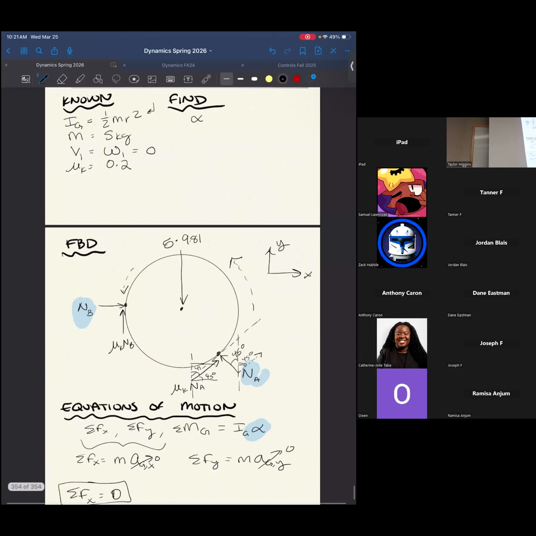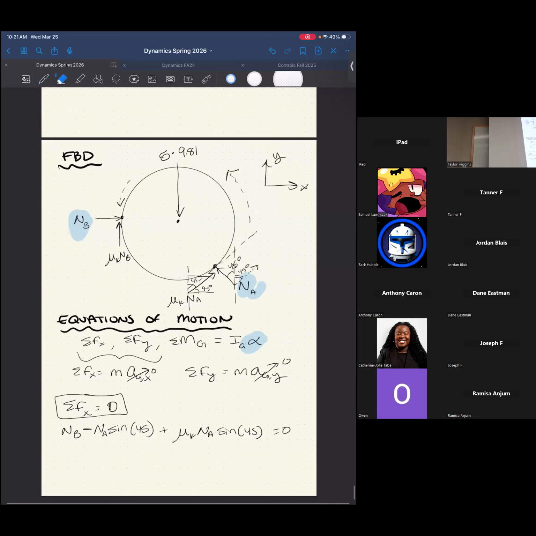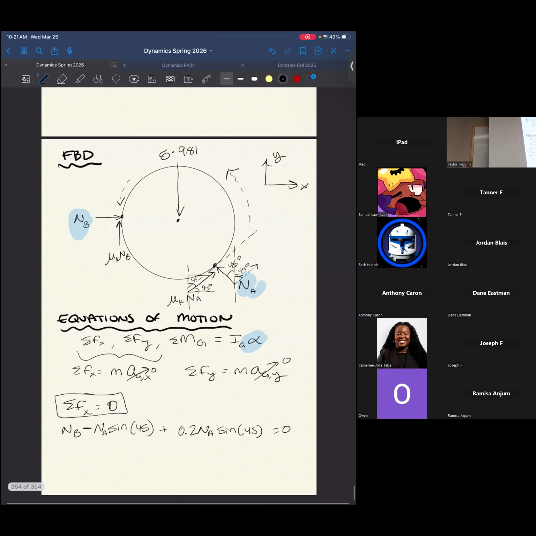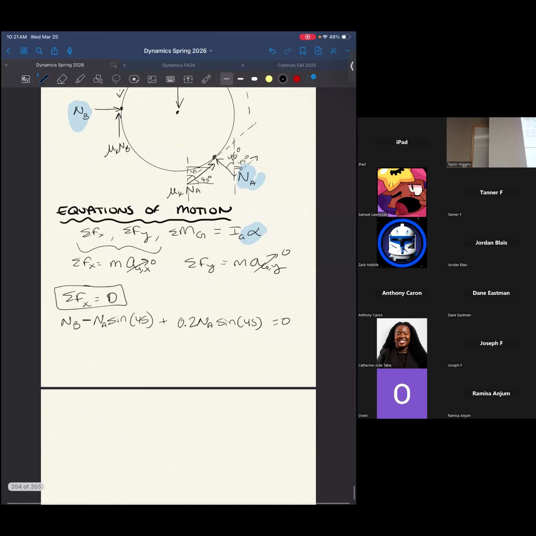We could go ahead and plug in our mu k is equal to 0.2. And that's 2 unknowns, 1 equation, so we can't do really anything with that at the moment.